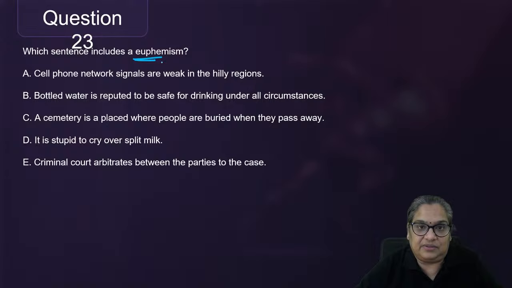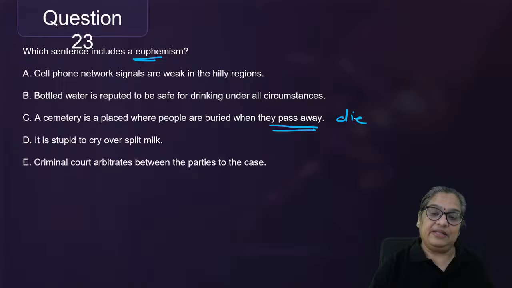All right. So, which one here has a pleasant expression for a harsh word or something that you think would influence people? Cell phone networks are weak in hilly areas. Bottled water is reputed to be safe. A cemetery is a place where people are buried when they pass away. Pass away is a euphemism for dying. Therefore, the correct answer is C.